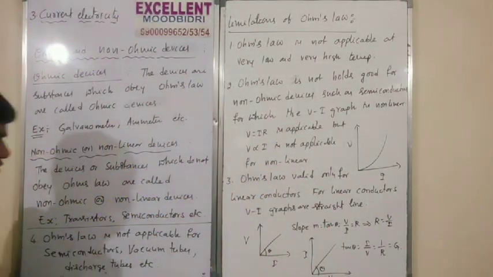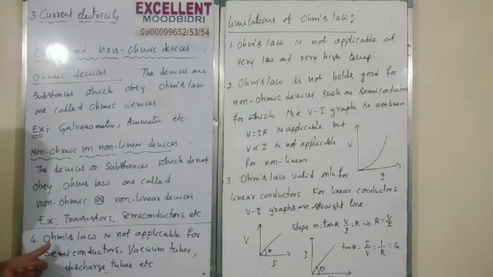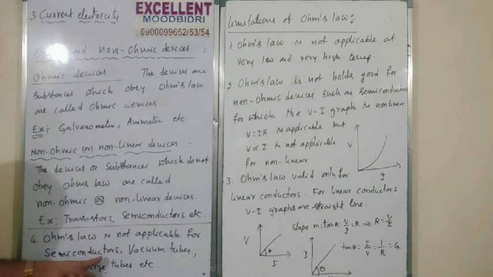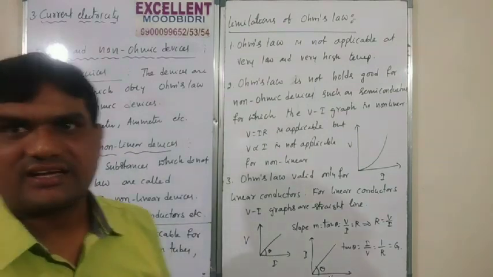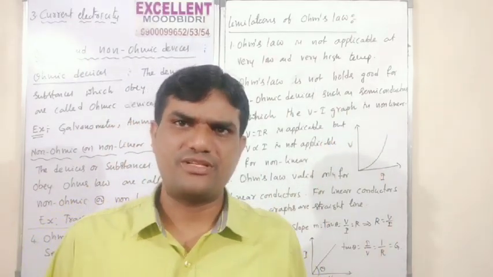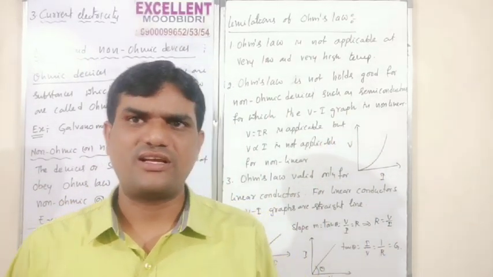Next to the third point, the fourth point I had given here. See once. Ohm's law is not applicable for semiconductors, vacuum tubes, discharge tubes, thermistors, etc. These are the limitations of Ohm's law. Very, very important question. Are you clear?